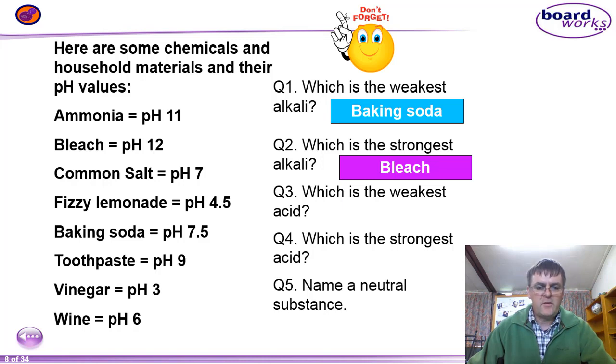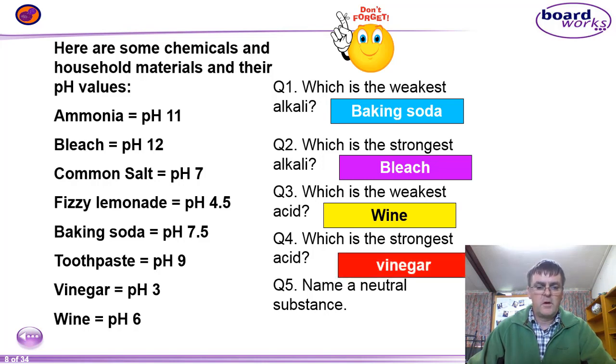Which is the weakest acid? Which is the acid that's just under 7? Your wine. Acids have a sour taste, and wine often has a bit of a sour taste to it. Okay. Which is the strongest acid? The one that you probably wouldn't want to drink. We've got vinegar in this case. It'll be a red colour. And the one thing we've got here that's neutral, the only thing that's 7, that's salt. That would be green in universal indicator.